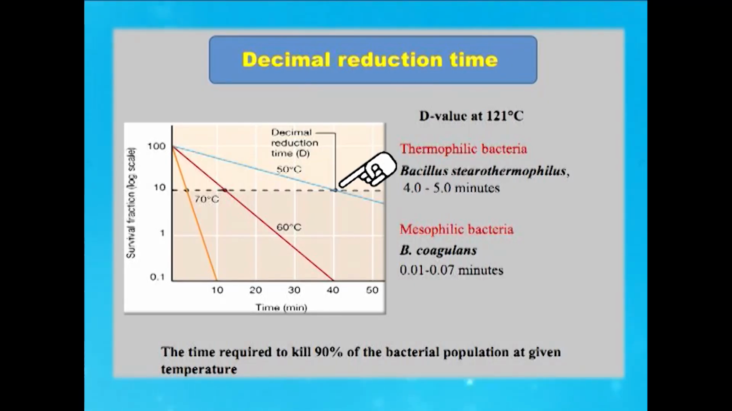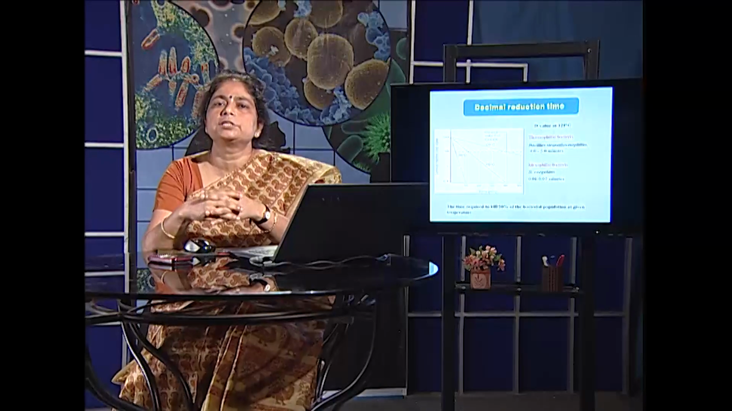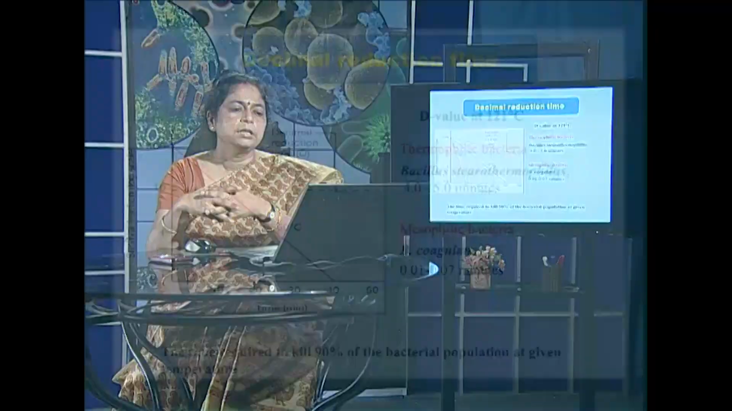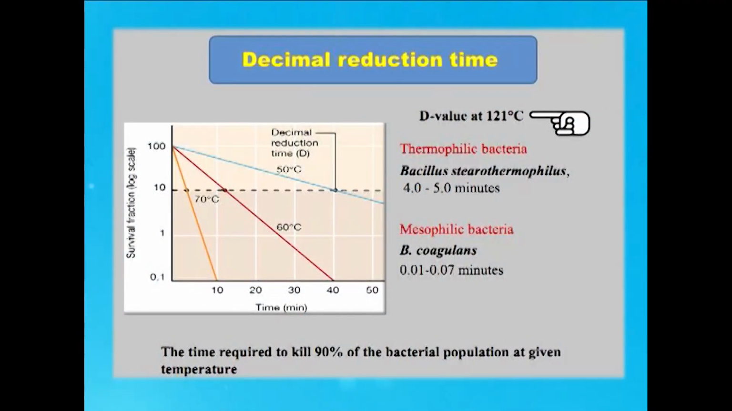If I give you an example of decimal reduction time, which is given in terms of D value, the D value at 121 degrees Celsius is taken in two bacteria. One is a thermophilic bacteria, which is Bacillus stearothermophilus. This is 4 to 5 minutes. And in the case of mesophilic bacteria, which is Bacillus coagulans, this is 0.01 to 0.07 minutes. So here we find that the D value changes according to the type of bacteria, whether it's a thermophile or a mesophile.